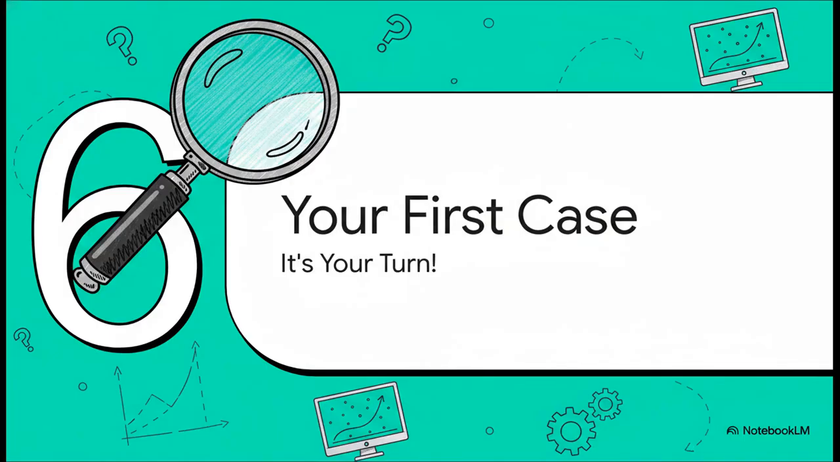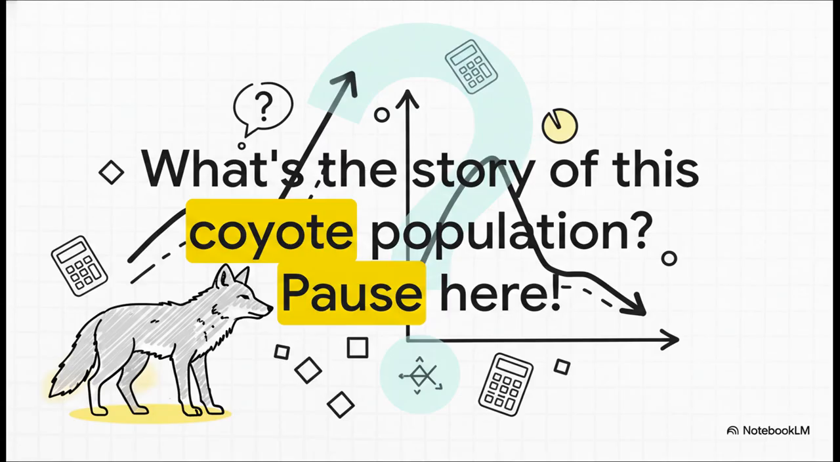All right, team, you've learned how to spot the clues, how to use the super tool, and how to decode the results. I think you're ready. It is officially time to hand you the detective's magnifying glass for your very first solo case. Here it is, your first evidence file. Your mission, should you choose to accept it, is to figure out the story of this local coyote population. I want to know, what was their starting number, and is their population growing or declining? So go ahead, pause right here, fire up Desmos, and see if you can crack this case.